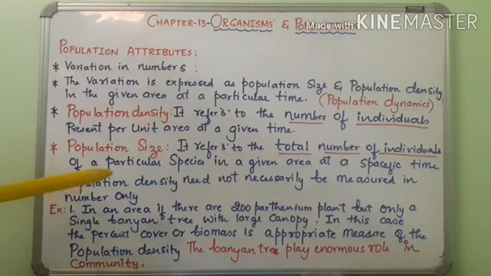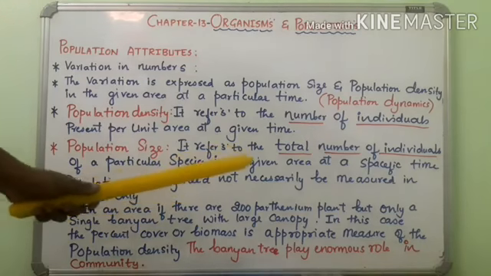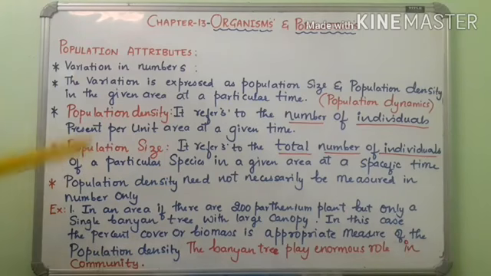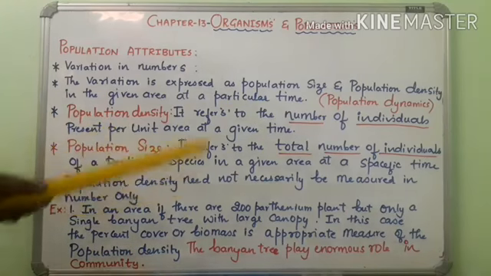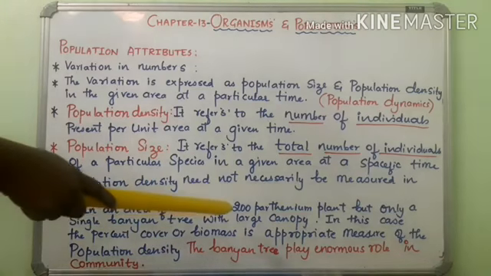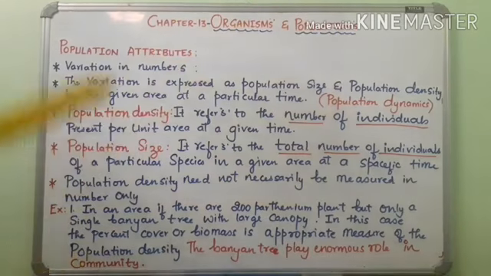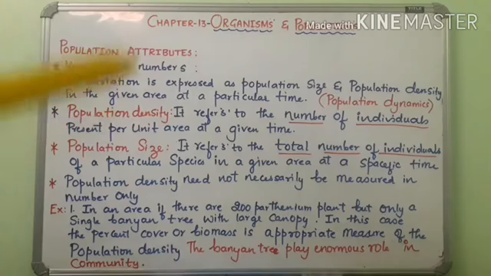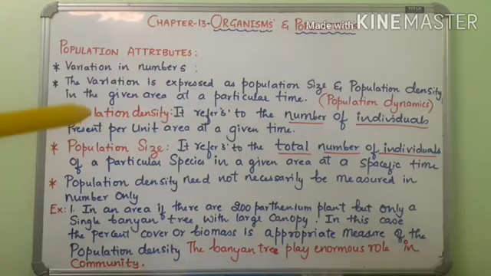Next, population density need not necessarily be measured in numbers only, because in certain conditions, I have given a series of examples here. In an area, if there are 200 Parthenium plants but only a single banyan tree with a large canopy, in this case the percent cover or biomass is the appropriate measure of population density.